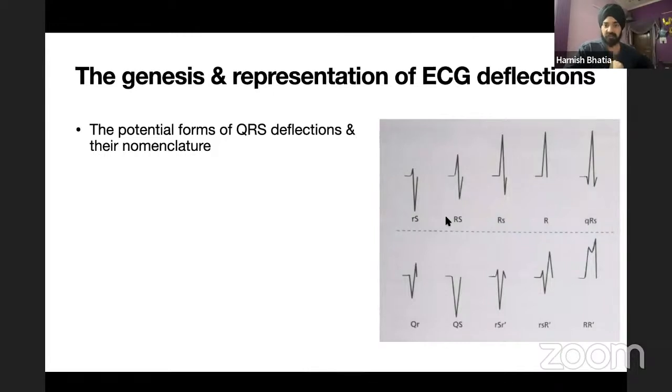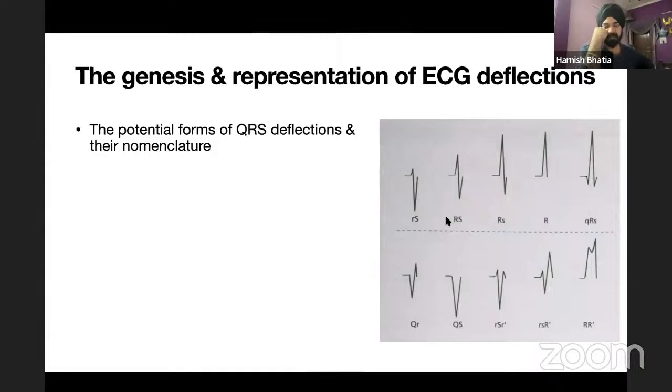Okay, V1 will have a tall R, correct? Manoj Singh, you're right. V1 will have a tall R and a... No, you're wrong. So V1 will have a... So what is happening is... Okay, let other people guess more. No, Manoj Singh, you're not right. You're wrong. More answers, please.